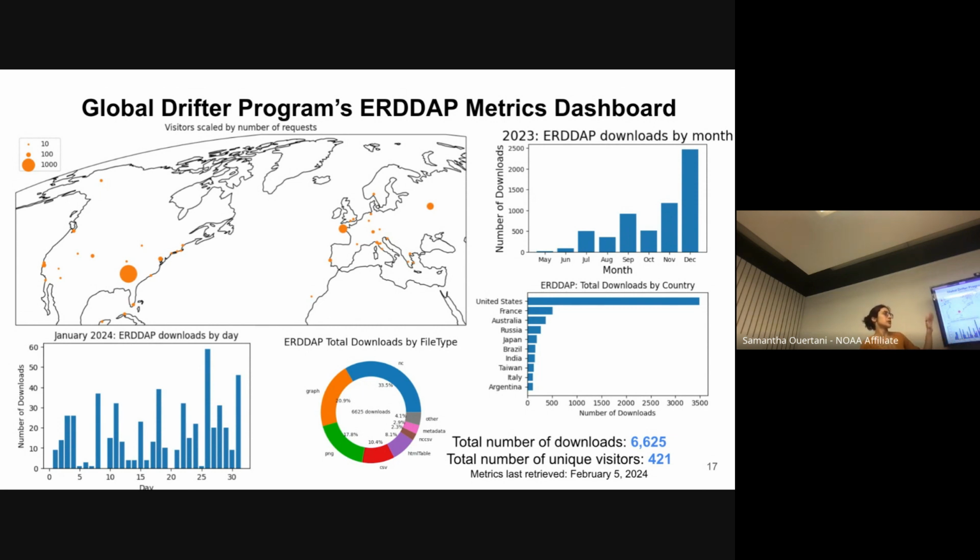And currently, I'm not showing any metrics from South Korea or China because we are seeing a large number of web crawlers from those two countries. And until I can verify what is a genuine request, I'm excluding those countries for now. But of course, I hope to add them back in to our final metrics dashboard. And lastly, we're tracking the total number of downloads since the release of the ERDDAP and the total number of visitors that have made download requests since the release of the ERDDAP. All of these were last retrieved on February 5th of 2024.